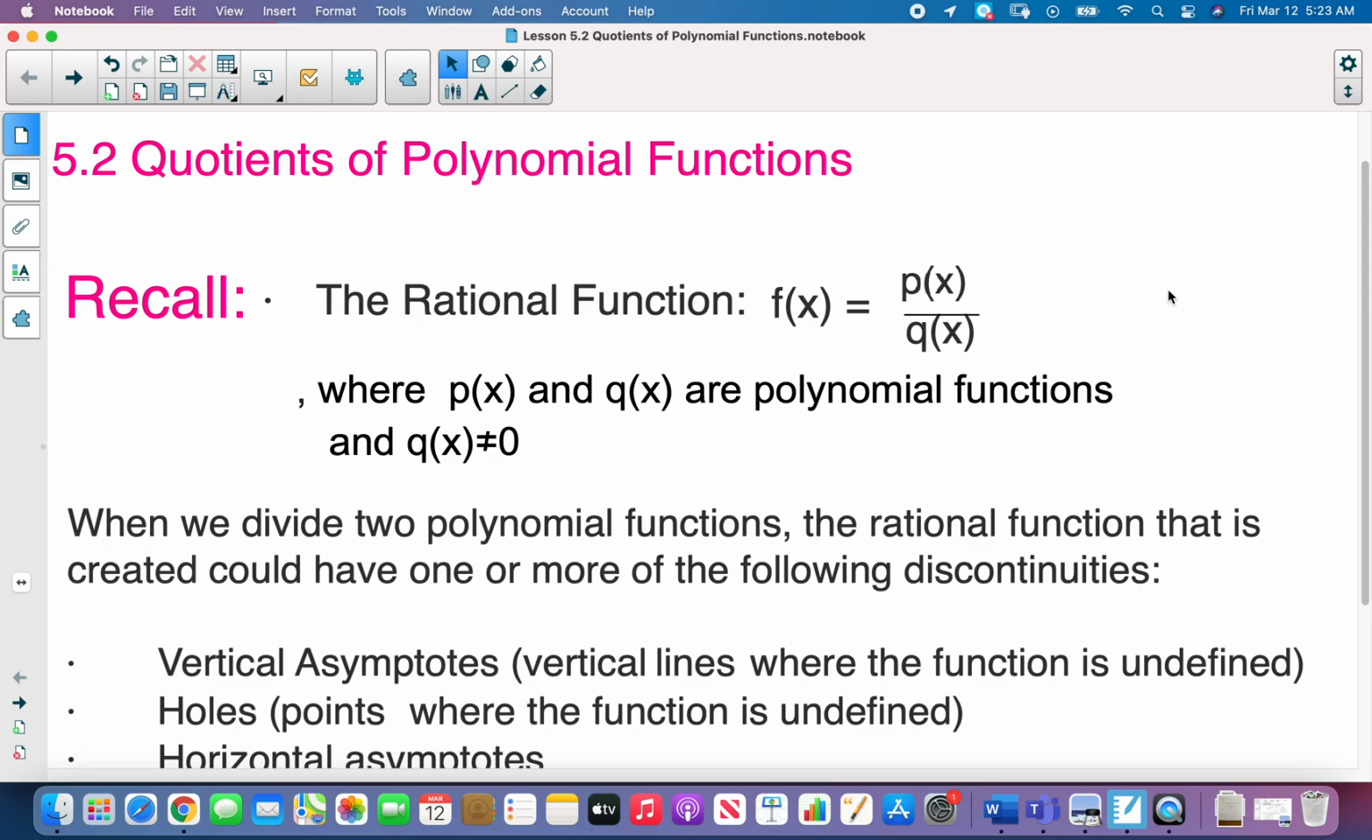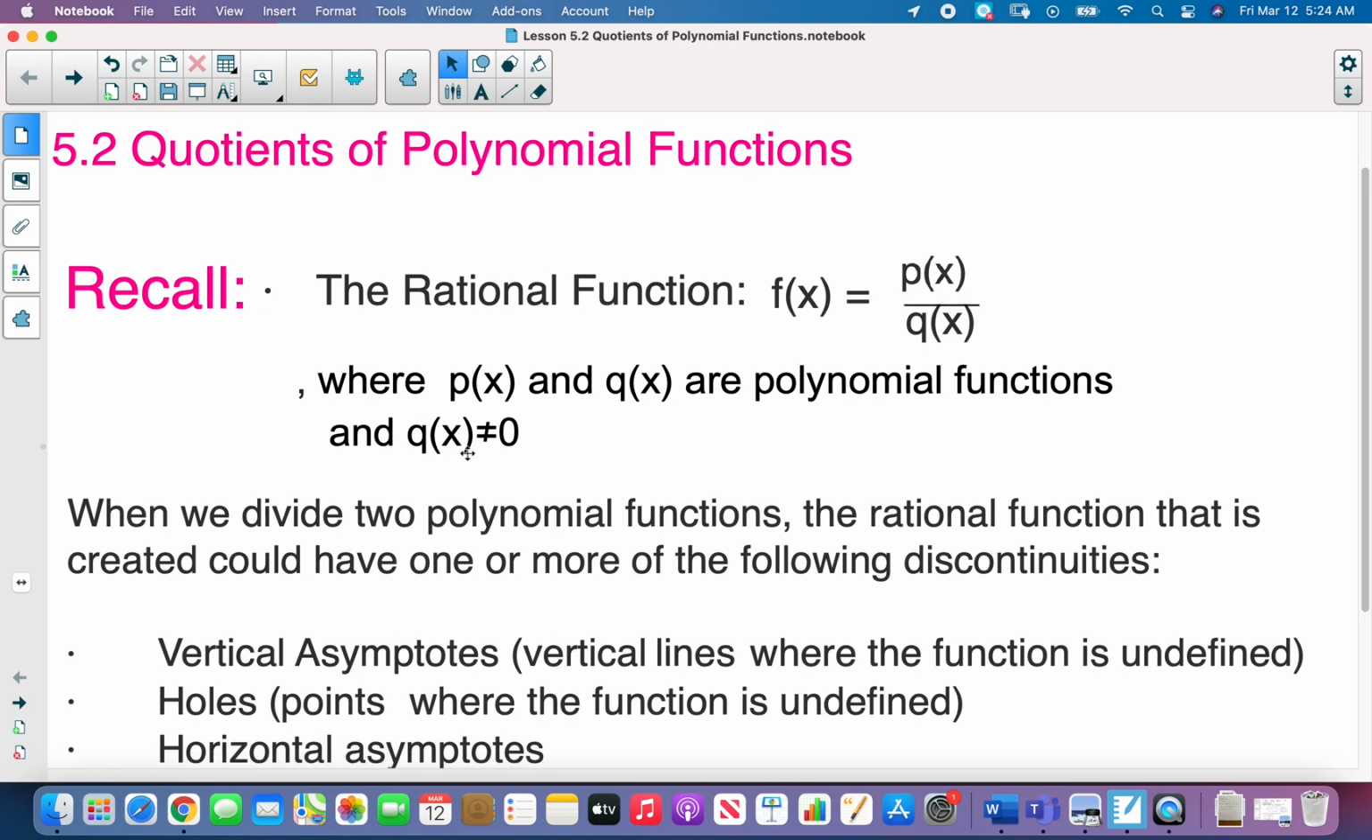Quotients of polynomial functions. We want to recall that a rational function f of x is given as p of x over q of x, where p of x and q of x are polynomial functions and q of x is not equal to 0.